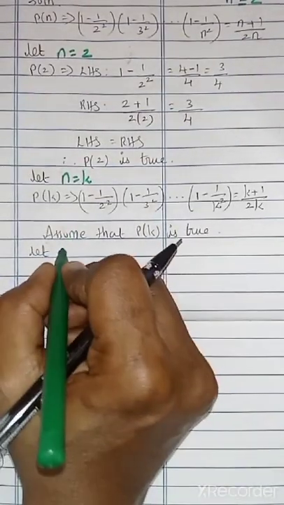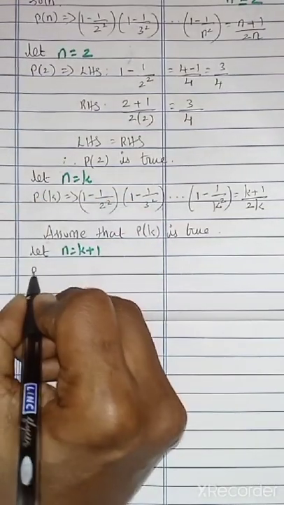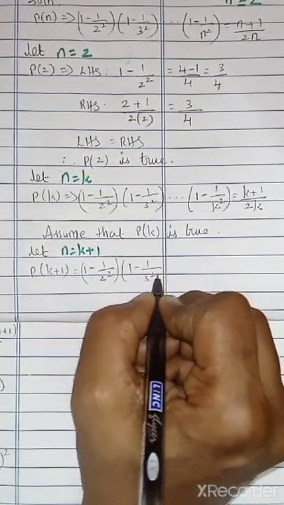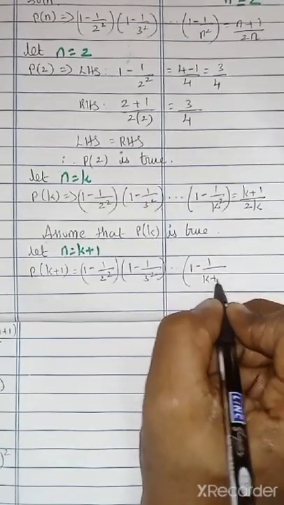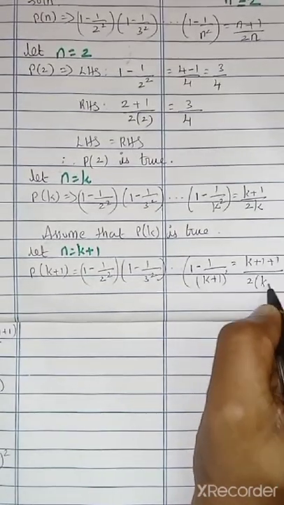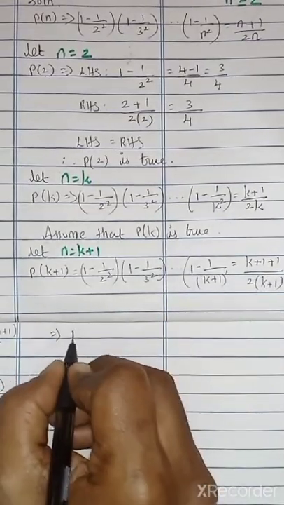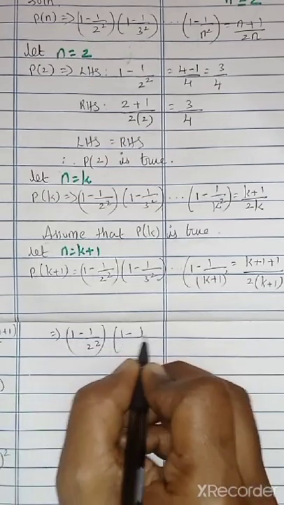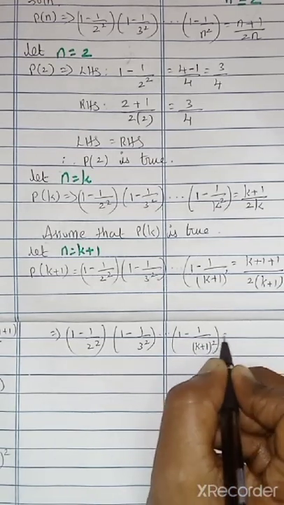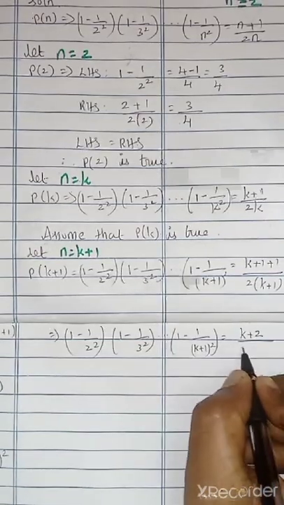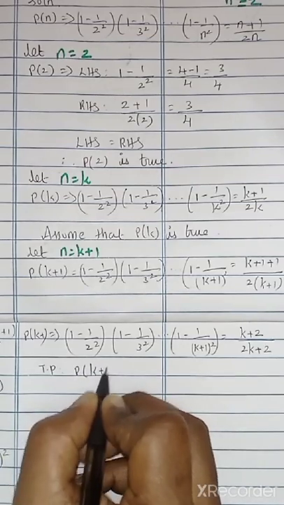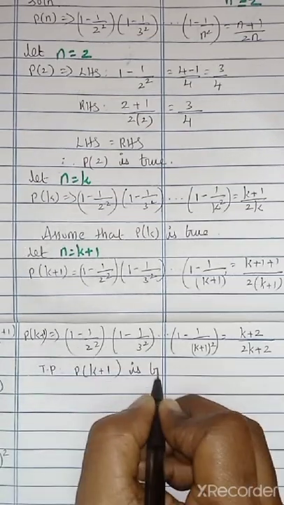Next, let n equal to k plus 1. This will become P of k plus 1: 1 minus 1 by 2 square, 1 minus 1 by 3 square, etc. up to 1 minus 1 by k plus 1 the whole square equals k plus 1 plus 1 by 2 into k plus 1. This becomes k plus 2 by 2k plus 2. So what do we want to prove? P of k plus 1 is true.